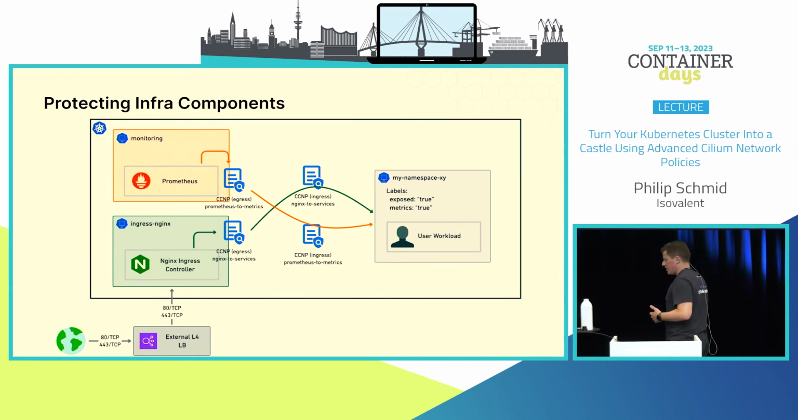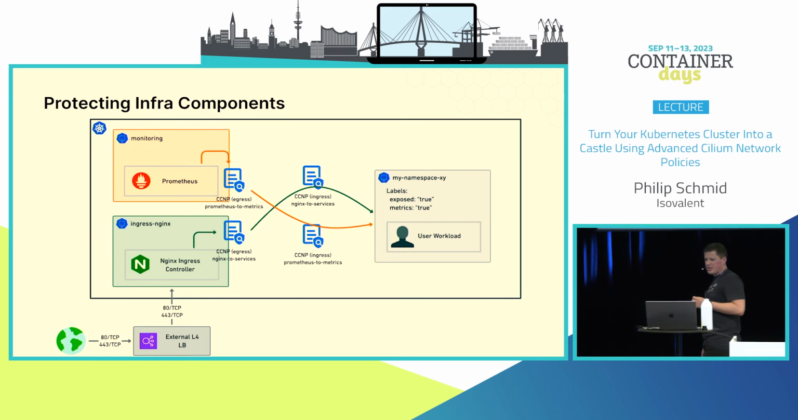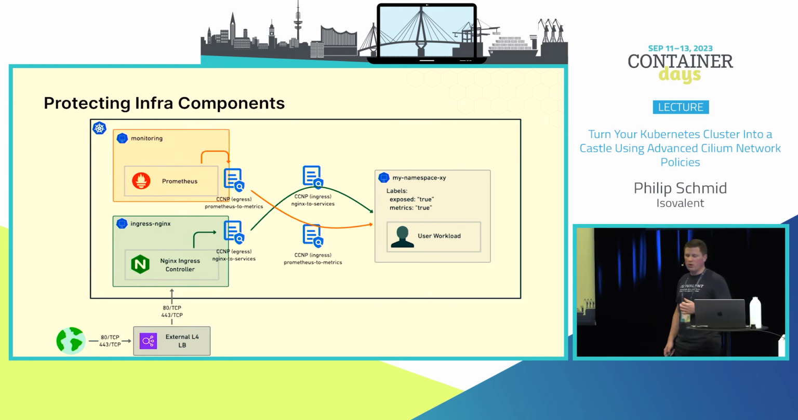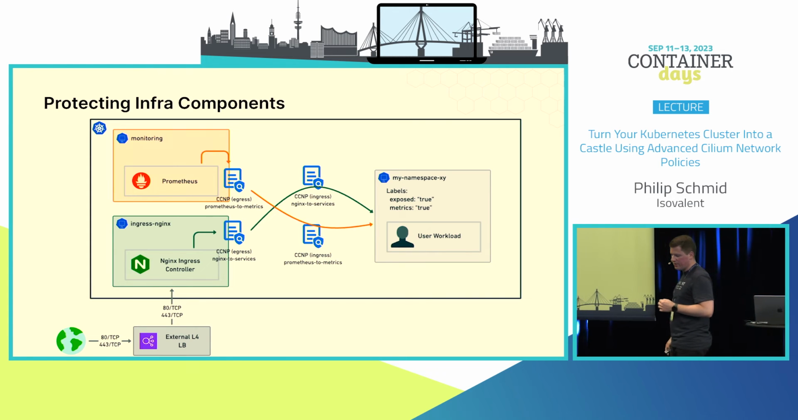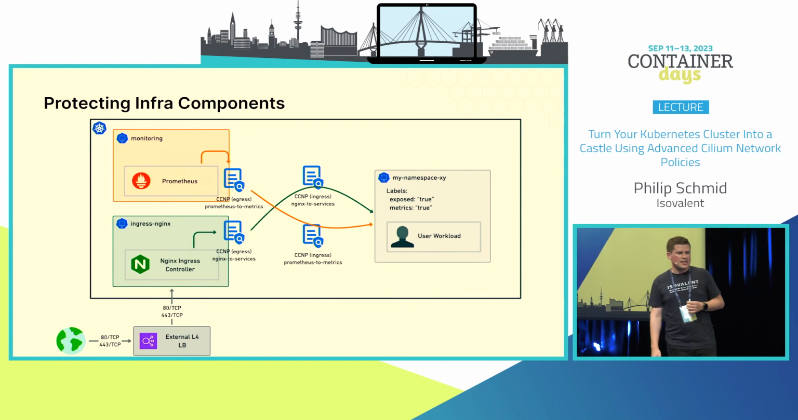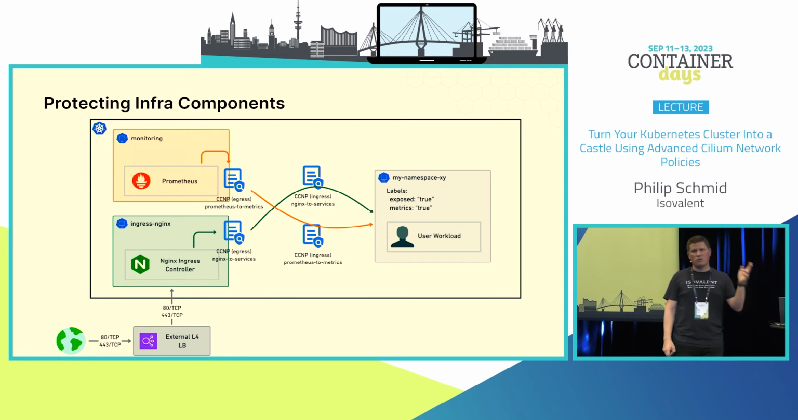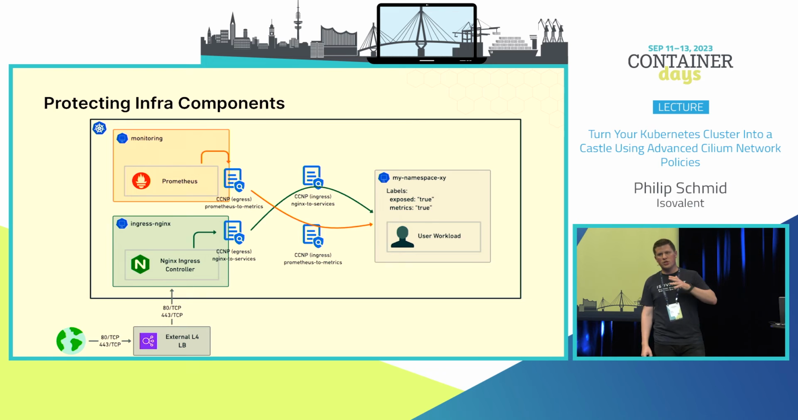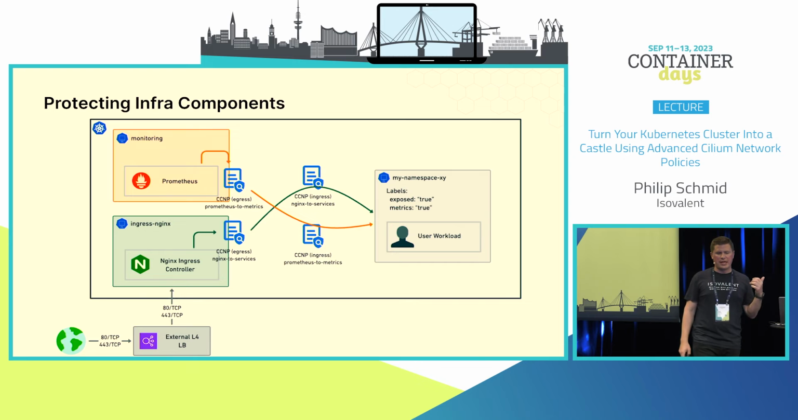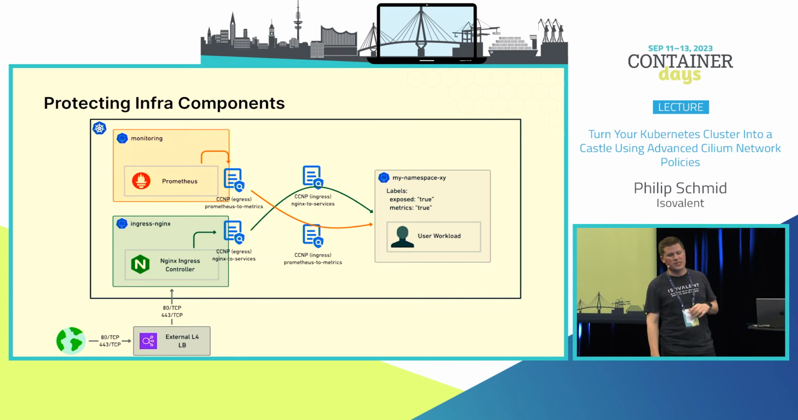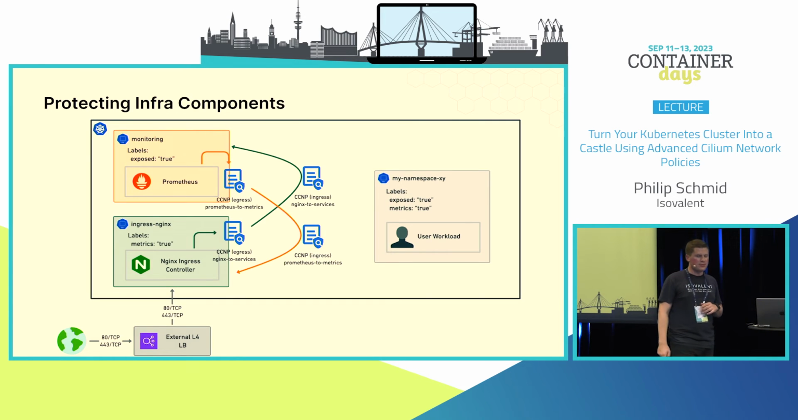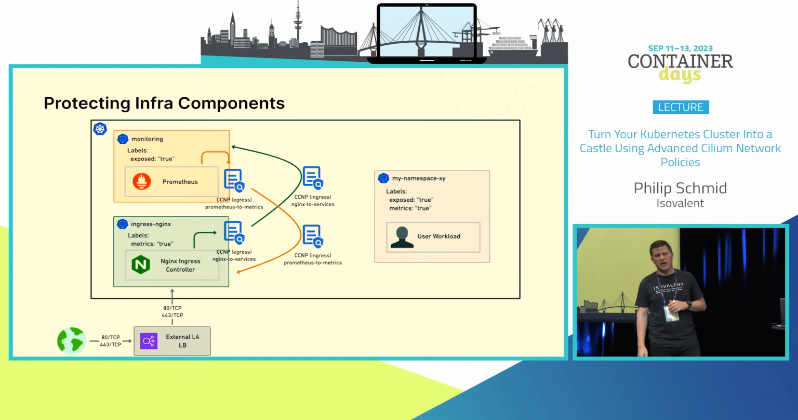Here we have a visualization of this logic, and as you see, if you, for example, follow the green arrow from the Nginx ingress controller, we see that we are traversing two Cilium cluster-wide network policies, one in egress and one in ingress direction. And this only allows Nginx to reach this workload because our my-namespace-xy namespace has the respective label set. And the beauty of this approach is that it's a generic one.